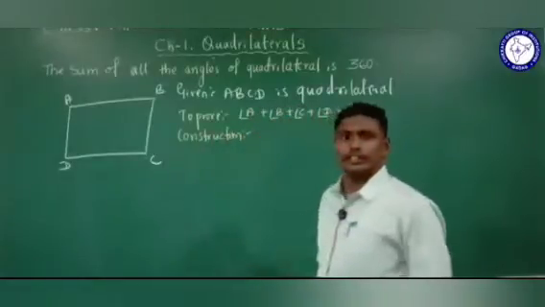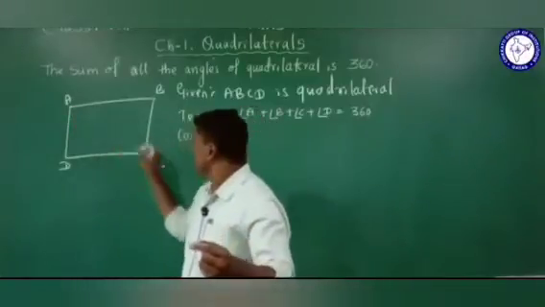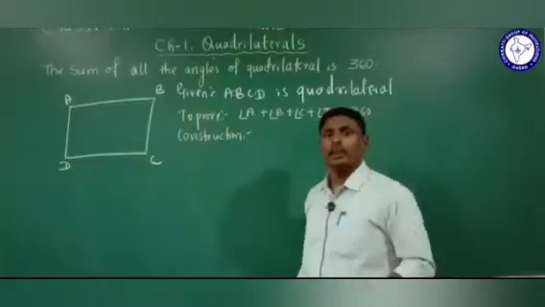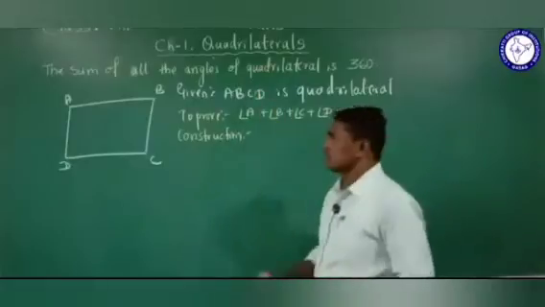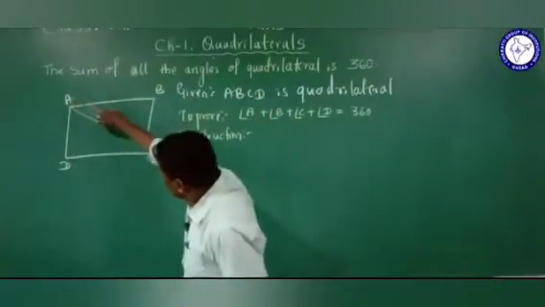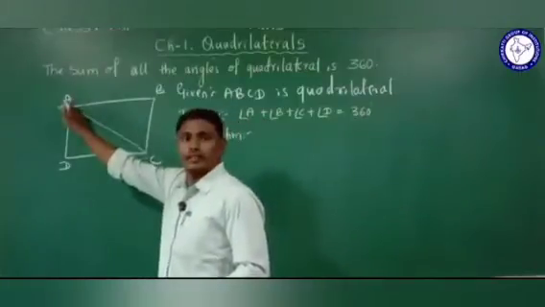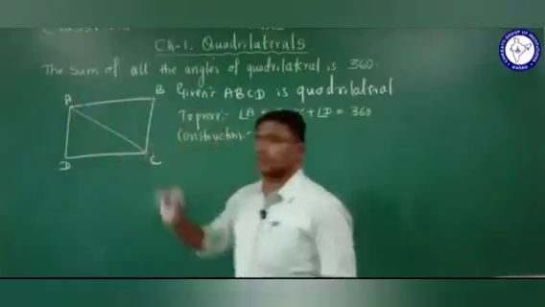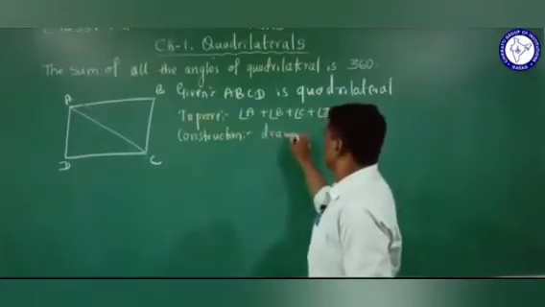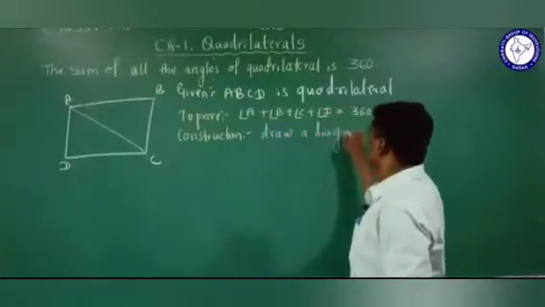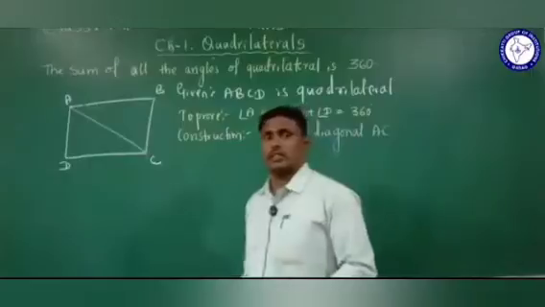What you have to construct? By joining any two opposite vertices we get a diagonal. By using the diagonal only we will prove the given statement. So you can join any two opposite vertices. Here I will join A and C. Draw the line from point A to C. So AC is the diagonal. Draw a diagonal AC which is from point A to C, right?